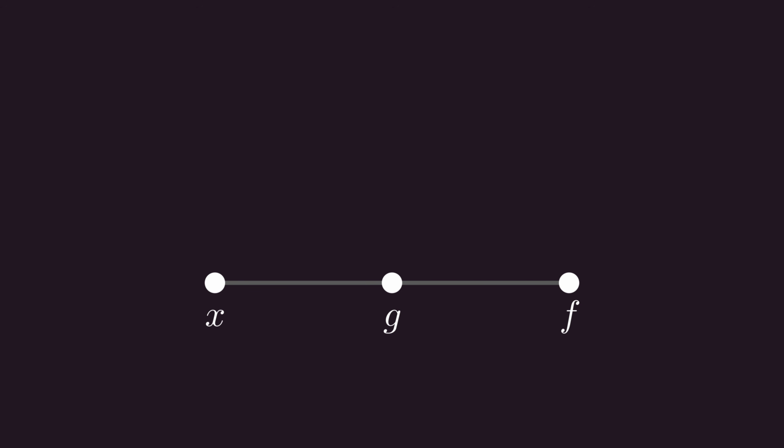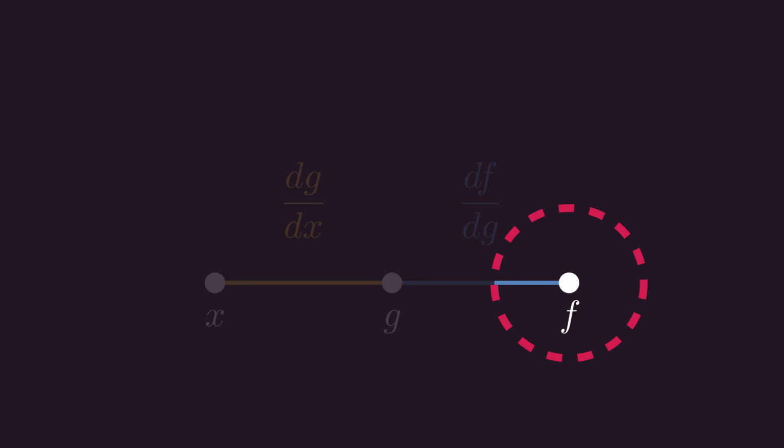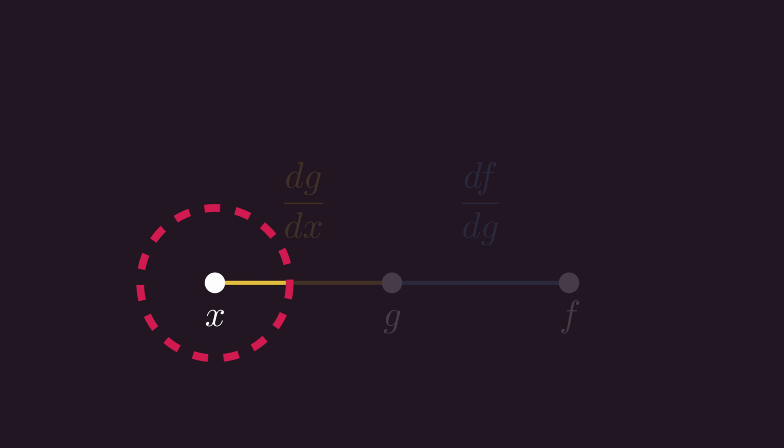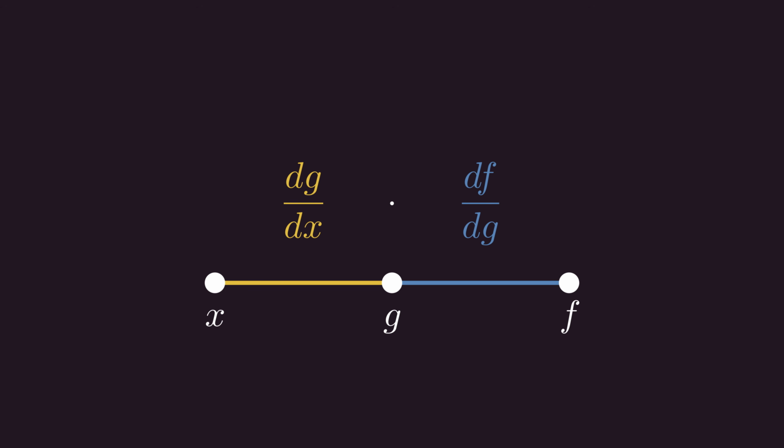If the nodes represent computations, we can weigh the edges according to the derivative of the computation, that is, its rate of change. To compute the derivative of f with respect to x, all we have to do is multiply the derivatives along the path from x to f in the computational graph.